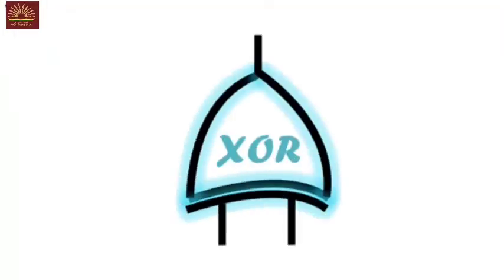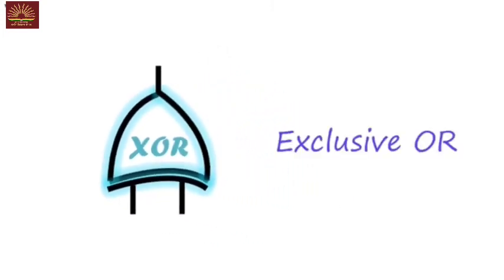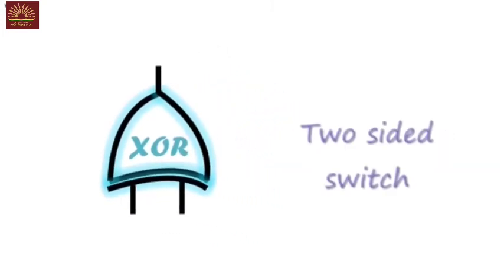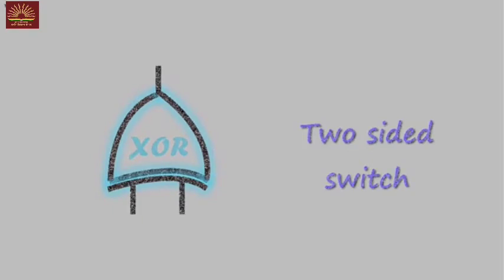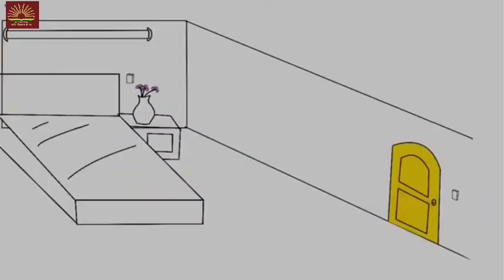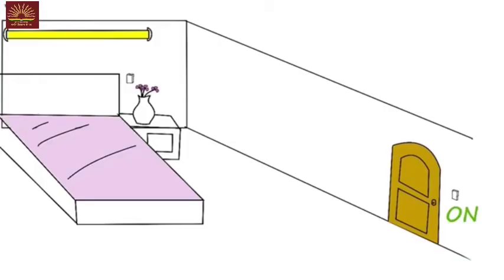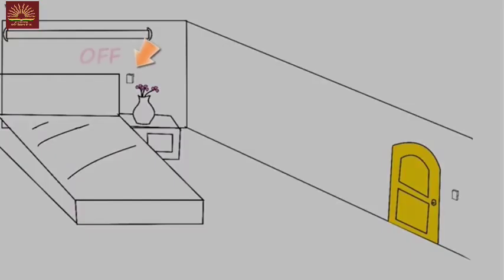The next derived gate is an XOR or an exclusive OR gate. It can be explained using a two-sided switch. In a room, the light switch is present near the door, so if you enter the room and it's dark, one could turn on the lights by switching the door side switch. There is another bedside switch for the same tube light for easy accessibility. If however you fall asleep on the bed, you could use the light switch near the bedside to turn it off.